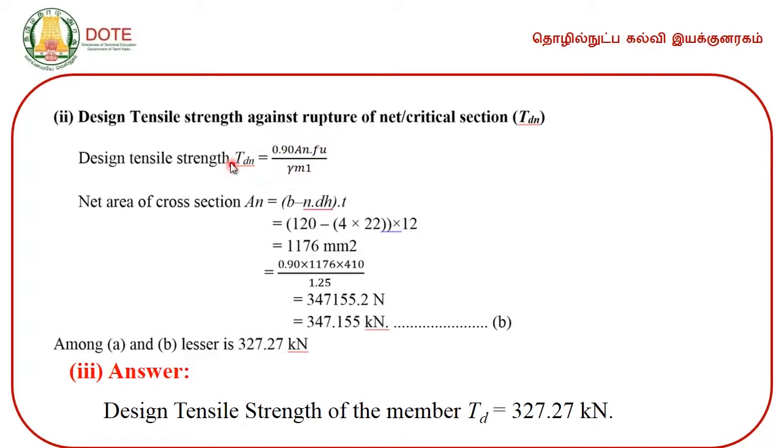Again, this is a load, it is the area into stress. Again, net area is always associated with ultimate stress. Since the plate has holes, we have to deduct the area of the holes. So, the net area after deducting the area of the holes is found to be 1176 millimeter square. Of course, this is mistakenly typewritten, it is the power 1176 millimeter square. The design tensile strength of the given plate against rupture of the critical section is found to be 347.155 kilonewton.